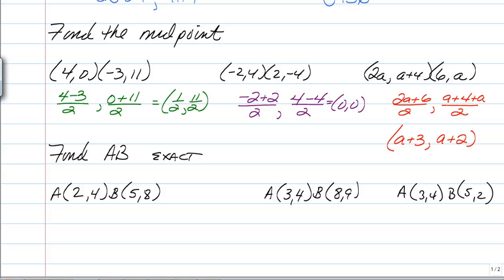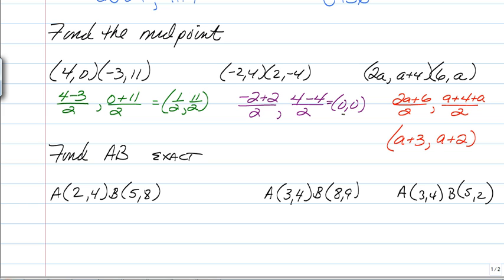So let's see if you got the midpoint questions correct. Again, you add your x's divide by 2, add your y's divide by 2. So 4 minus 3 is 1, half of that is 1/2. 0 plus 11 is 11, half of that is 11/2, and that's it, you're done. Second one, negative 2 plus 2 is 0, divided by 2 is still 0. 4 minus 4 is 0, divided by 2 is still 0.